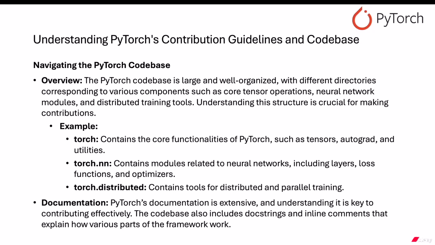Example: torch contains the core functionalities of PyTorch, such as tensors, autograd, and utilities. torch.nn contains modules related to neural networks, including layers, loss functions, and optimizers. torch.distributed contains tools for distributed and parallel training.